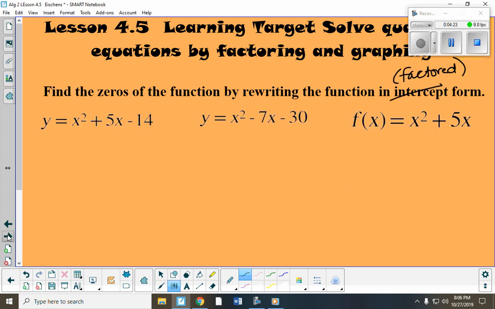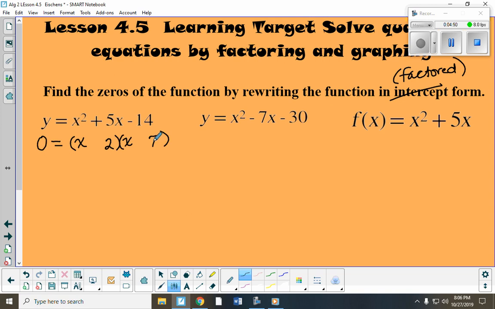All right, it says find the zeros of the function by rewriting the function in intercept form, and what intercept form means is factored form. So we want to find the zeros. So we find the zeros when y is equal to 0. So now we factor. So it's the same type of problem as we did before, but just different terminology. Factors of 14 are 1 and 14 or 2 and 7.